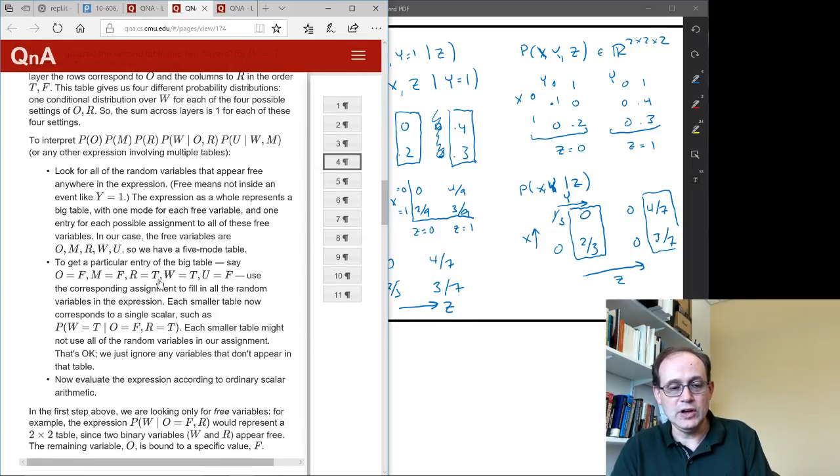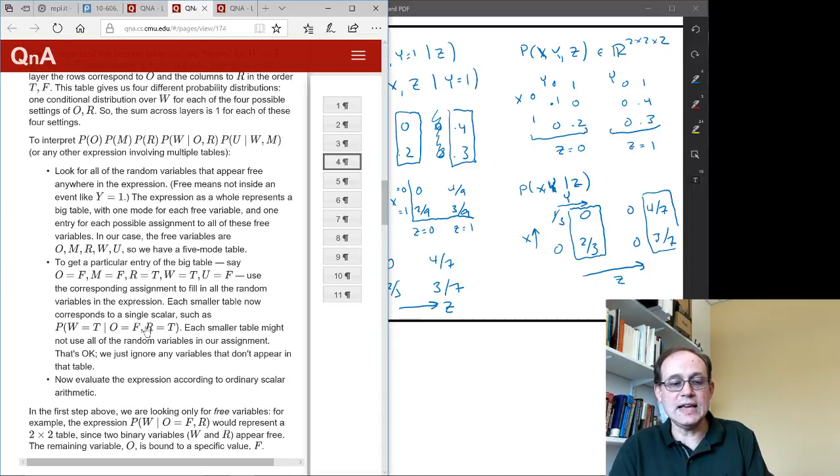What we do is for each one of these little tables here, we use this assignment to fill in all of the random variables that appear in this little table. So for example, let's take a look at this term, right? P of W given O and R. Looking at this assignment, we would fill in W equals true, O equals false, and R equals true, and we'd get P of W equals true given O equals F and R equals true. And so we could look that up in this table, right? This is a table with 8 entries, one of which is this value right here. And we get a real number.